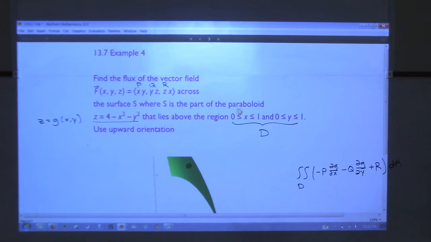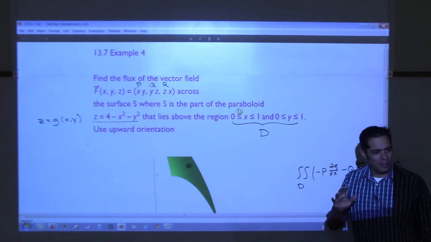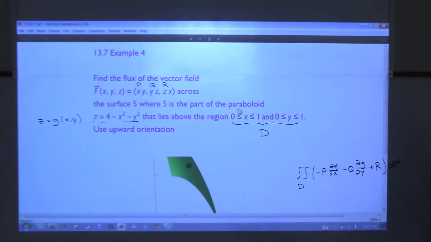So what would this double integral be? Let's see if we can write it down. Please don't talk over each other. It's very rude. Raise your hand, I'll call on you. Anybody?